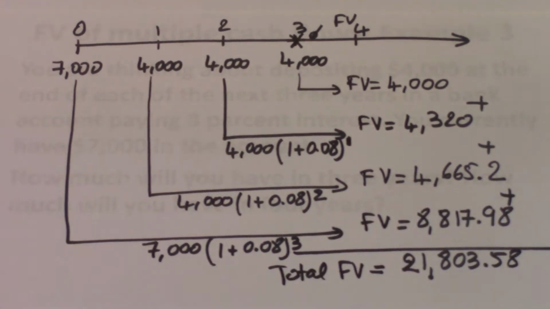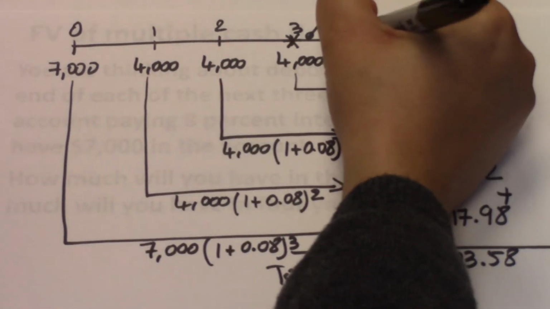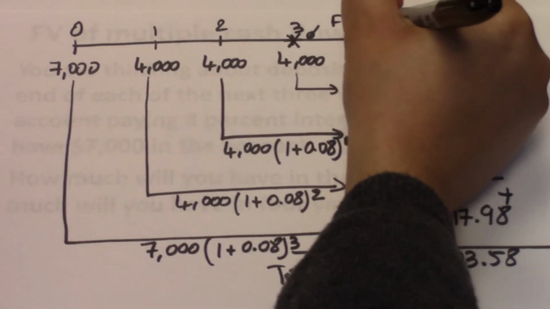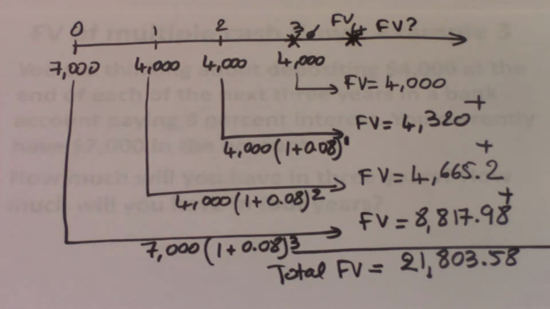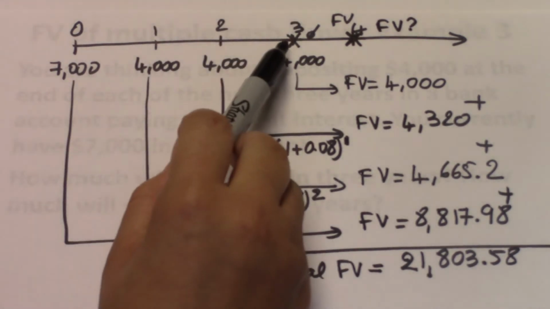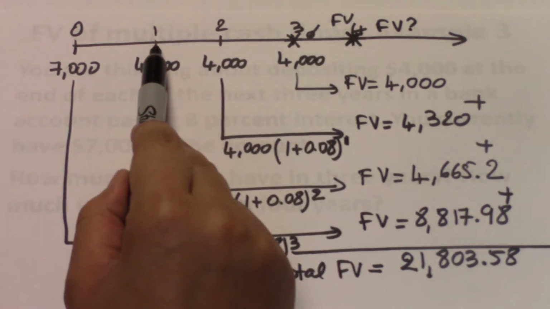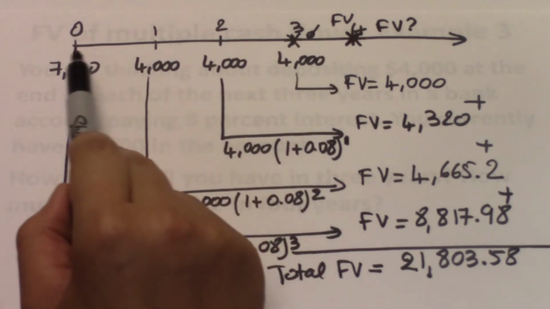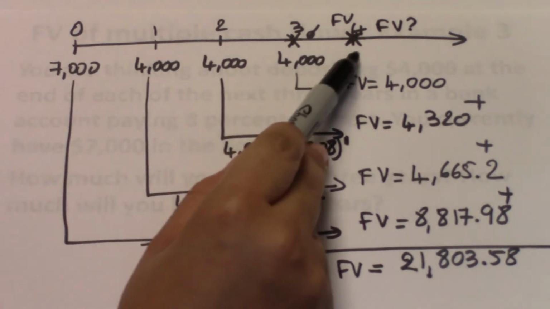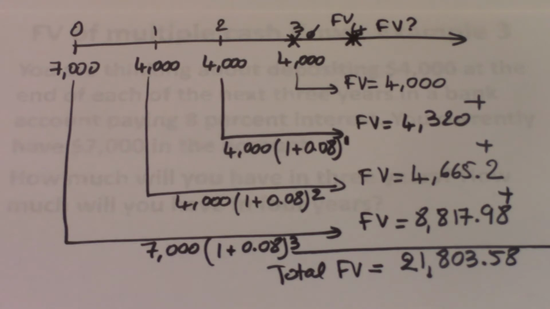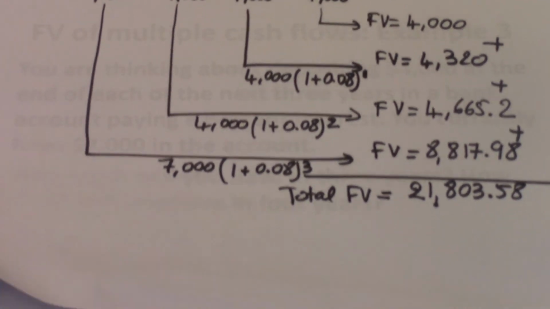21,803.58. The next question is, what is the future value at the end of year 4? So how much will you have in the account in 4 years? Okay, you can do the same process, so that this 4,000 will have 1 year to grow, this 4,000 will have 2 years to grow, this 4,000 will have 3 years to grow, and this 7,000 will have 4 years to grow. Or you could just take the future value at the end of year 3 and grow it for 1 year. And this is what I will be doing here.